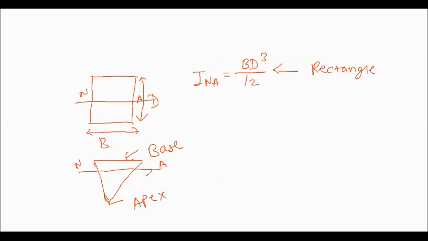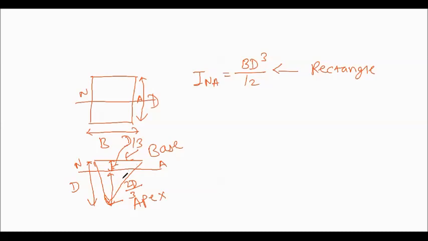So in this case, the neutral axis will be this one. The neutral axis will be from the base. If you consider the total depth of this triangle is D, the location of the centroid of the triangle from the base will be D by 3, and from the apex it will be 2D by 3.